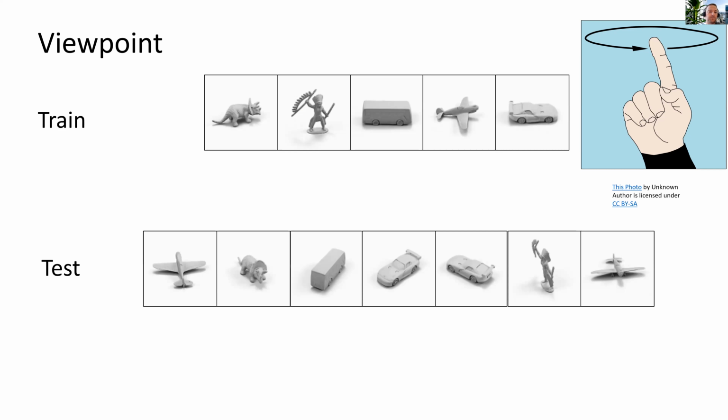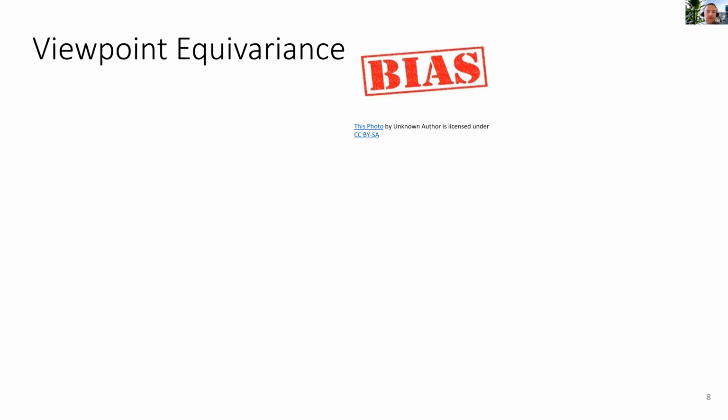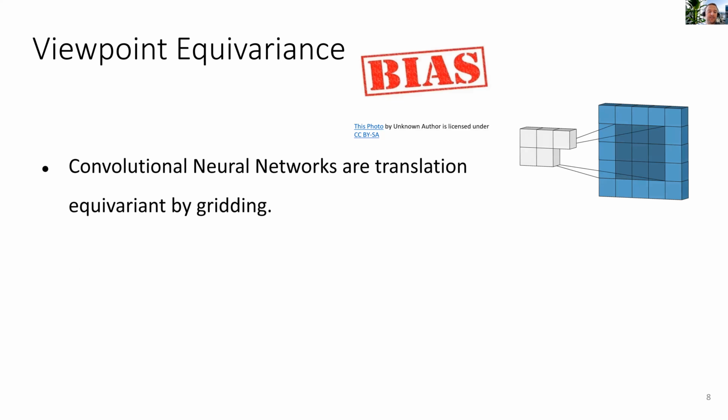But anyway, viewpoint equivariance. Basically, CNNs have an inductive bias that is invariant to translation, and they do this by gridding. It's a really useful inductive bias. It basically assumes that if features are useful in one location, they will be useful in another location. And that's what the CNN's inductive bias is useful for.